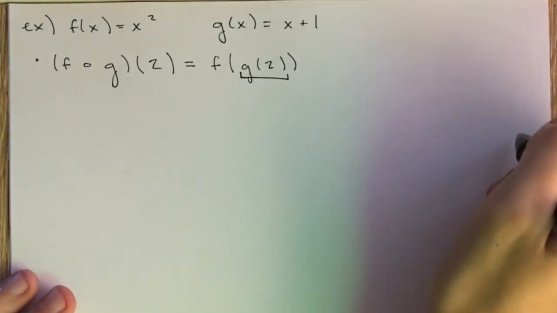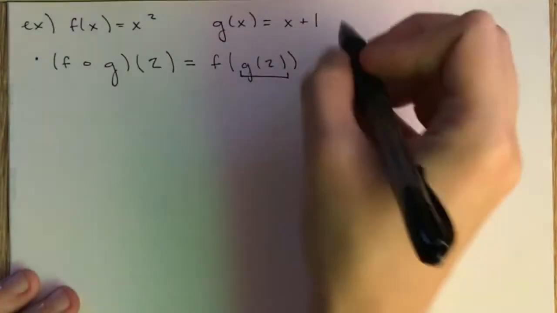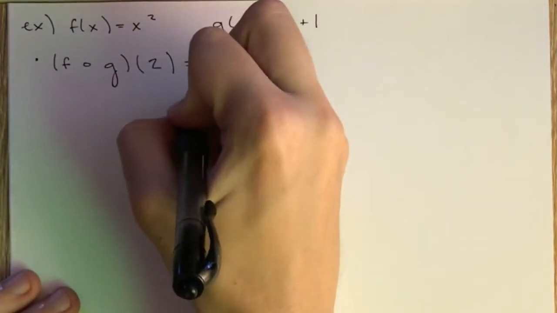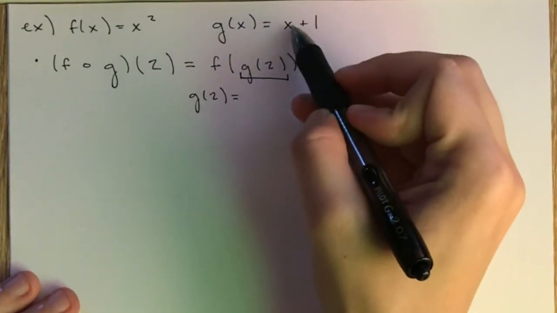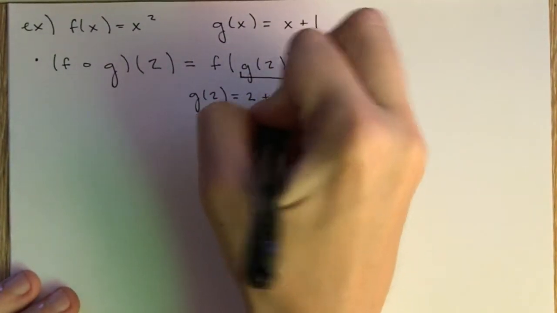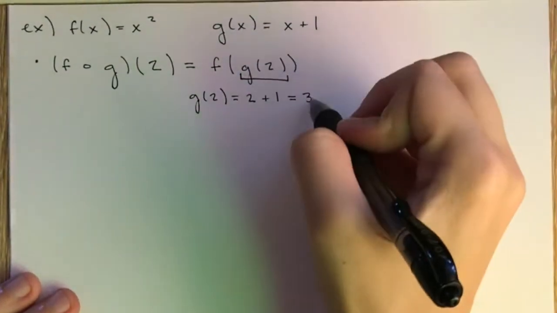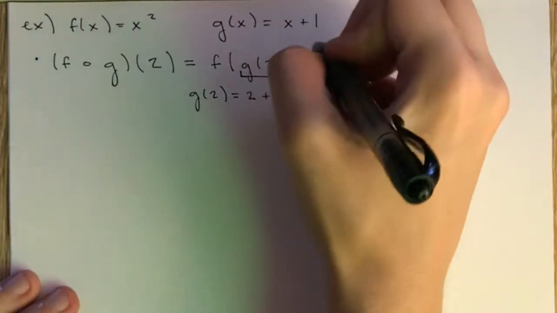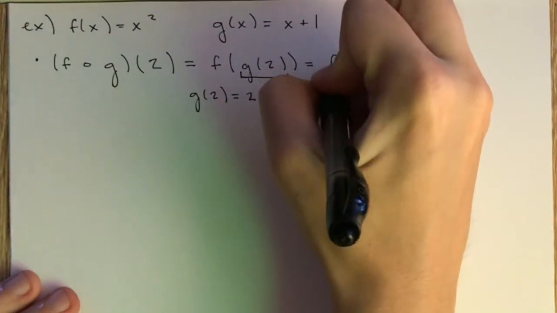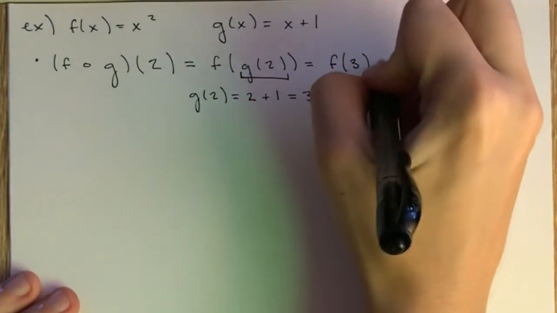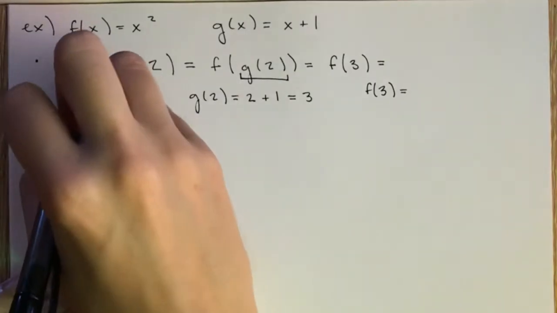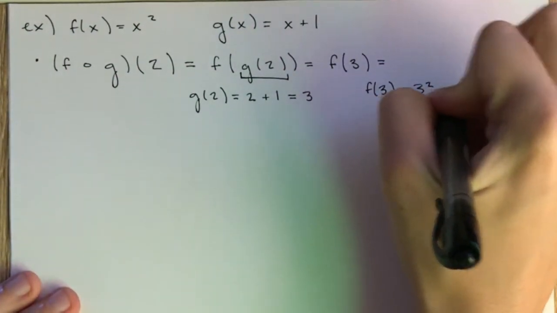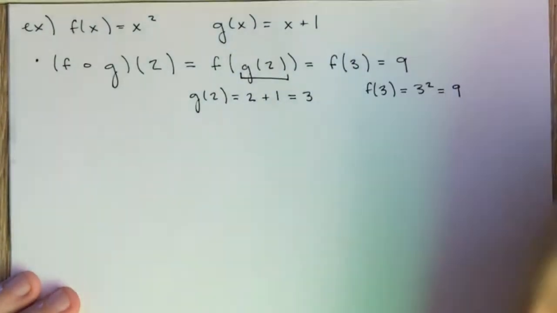What is g of 2? Well, we can figure it out, right? G of 2 means we've replaced x on this side with 2, so we replace x on this side with 2. So we get 2 plus 1, or 3. 3 is the output of g at 2. So we replace g of 2 with 3. Now it's asking us for f of 3. We've replaced x with 3, so we replace x here with 3, so we get 3 squared, which is 9. So the answer here is 9.